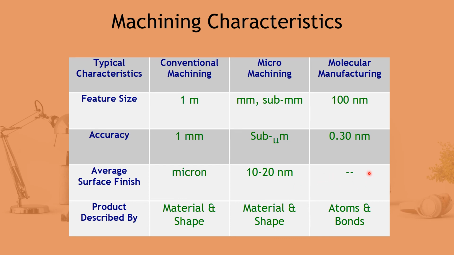not for molecular manufacturing. Why are we not able to calculate the average surface finish? Because it can go down to 1 atom size, so there is no device that will be able to measure that kind of surface roughness. For conventional and micro, we still have the material and shapes in both types of processes, but for molecular manufacturing, meaning nano machining, it goes to atom and bond instead of material and shape.